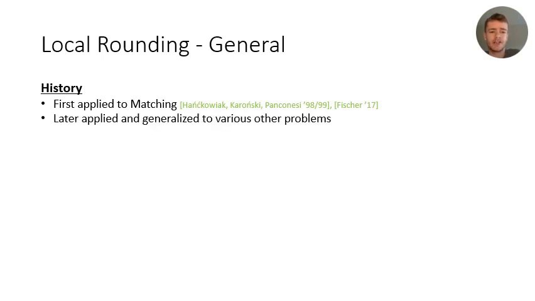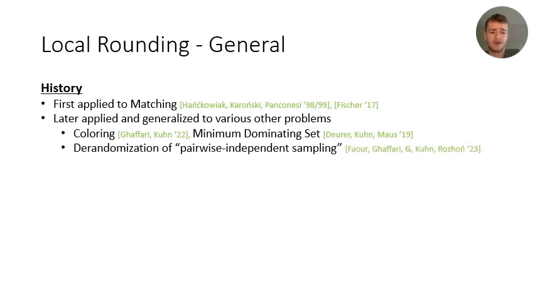Now we're going to see how we can use local rounding. First, let me give a general overview. Local rounding was first applied to matching, and later it was applied and generalized to various other problems, for example, coloring and minimum dominating set. More recently, it was also used to derandomize, very informally speaking, pairwise independent sampling, where you sample, let's say, every node, but pairwise independently.